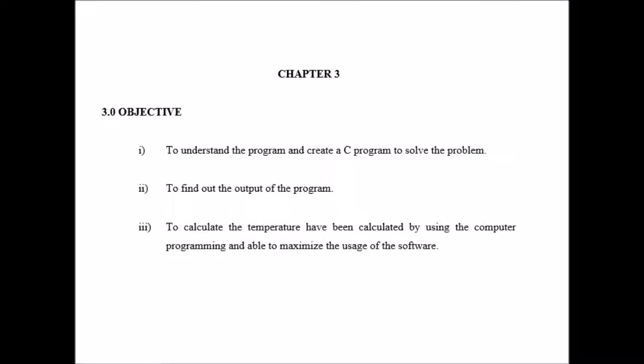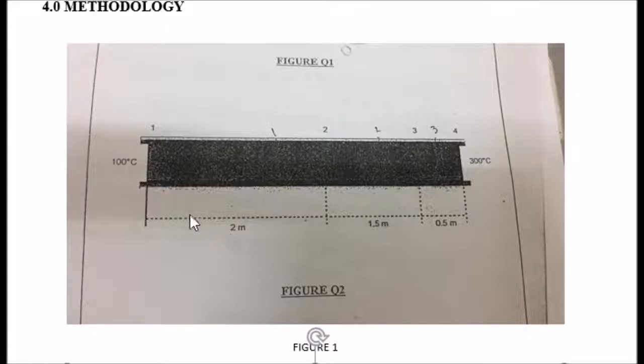The objective of this assignment is, first, to understand the program and create a C program to solve the problem. Second, to find out the output of the program. And third, to calculate the temperature using the computer program and be able to maximize the usage of the software. This is my methodology, and these are my figures for my question.